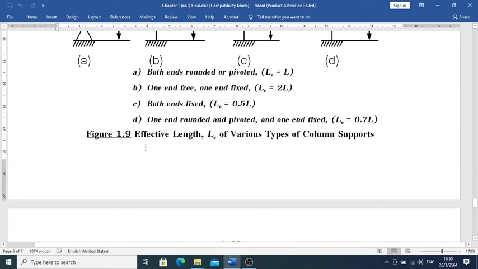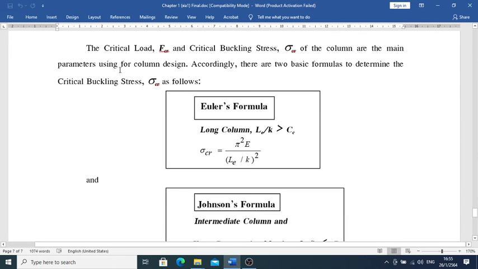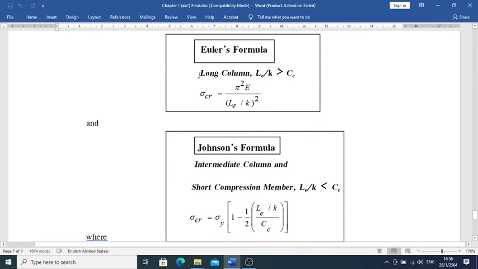Another one is going to be the critical loading, F sub CR, and then the critical stress, sigma sub CR, respectively. Then we have the Euler formula equation, and we make some judgments for the long column by using the slenderness ratio. If L sub E over K is greater than C sub C, we apply the long column formula. If L sub E over K is less than C sub C, we determine it as a short compressive member and apply the Johnson formula.